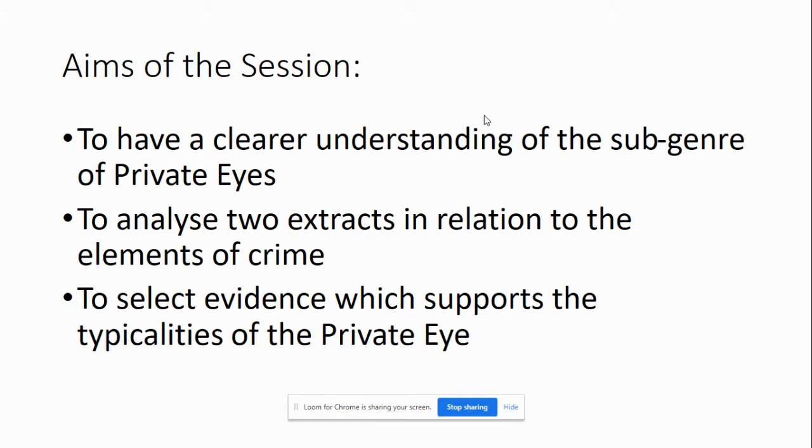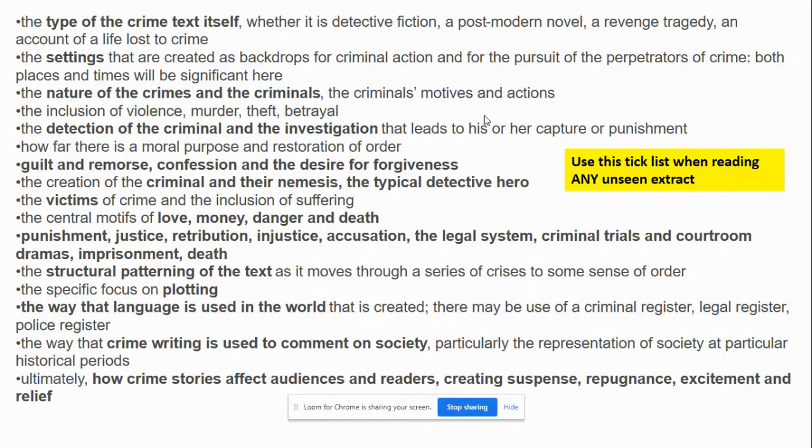So the aims of this session are to have a clearer understanding of the subgenre of private eyes, to analyse two extracts in relation to the elements of crime, and to select evidence which supports the typicalities of the private eye from those extracts. So you've seen this before, the full list from AQA of elements of crime that can be found in fiction.